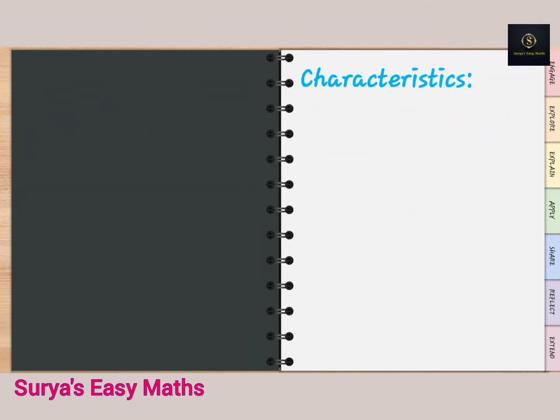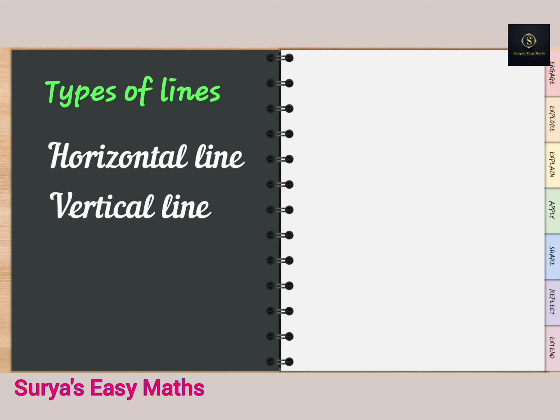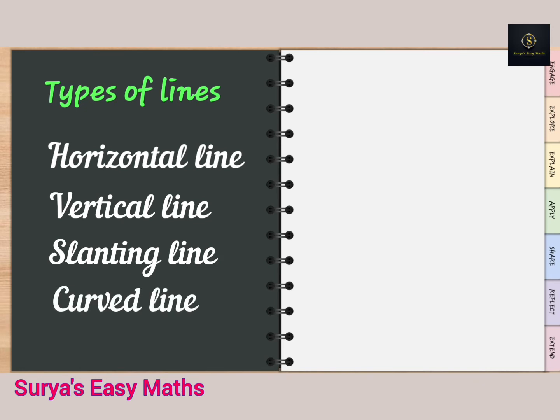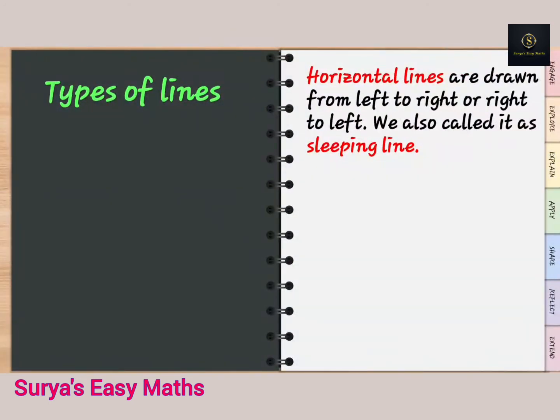Now children, we know about a line. Yes, now let us understand the types of lines. There are 4 types of lines. First is horizontal line, second is vertical line, third is slanting line and fourth is curved line. So children, first let us know about horizontal line.